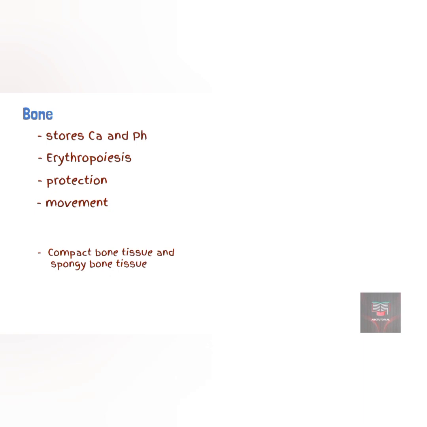Bone stores calcium and phosphorus. It also houses red bone marrow, which produces blood cells. It also contains the yellow bone marrow, which stores triglycerides. It protects body structures. It acts as the framework for locomotion or body movement. Bone can either be a compact bone or spongy bone.